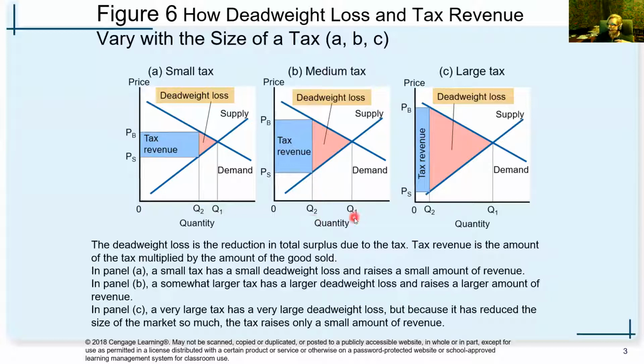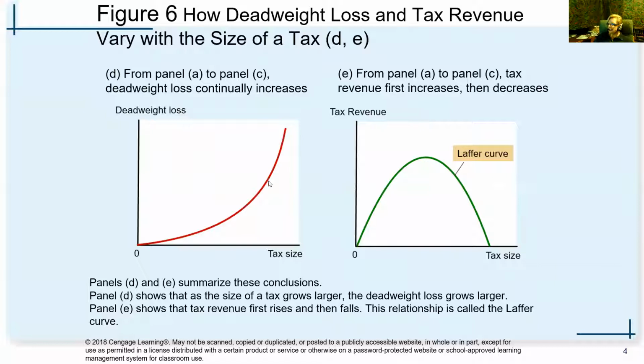But again, here's quantity equilibrium at Q1. Q2 would be the quantity with the tax. Notice how far apart they are in relation to panel A. In panel C, we can clearly see that if quantity equilibrium is Q1, here is the quantity sold with the tax. Notice how far away they are, and I think it's pretty easy to see that the tax revenue collected here is not very much in relationship to the size of the deadweight loss, or this pink triangle.